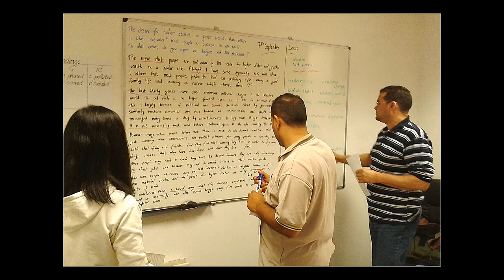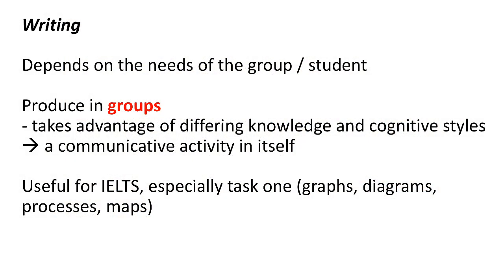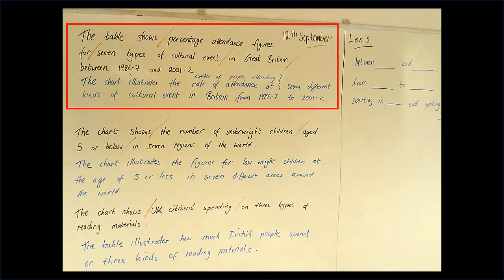Here you see students underlining and recording the collocations and phrases that appear in the text we wrote together on the board. Group writing with the lexical approach is particularly useful for IELTS, especially Task 1, which asks students to describe graphs, diagrams, processes and maps. Here you can see how we've broken up a Task 1 question into sentence heads, phrases and collocations so that we can quickly rewrite it as an introductory paragraph.